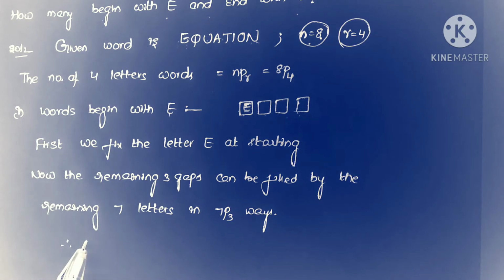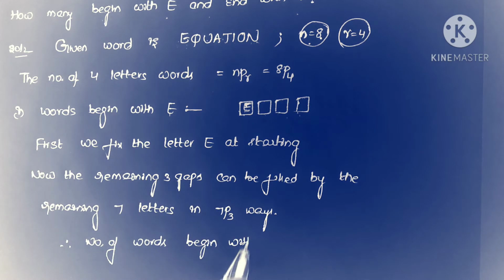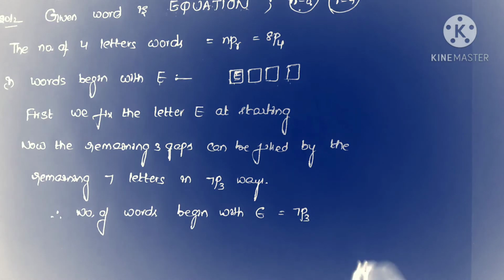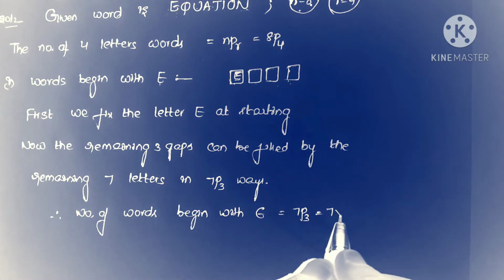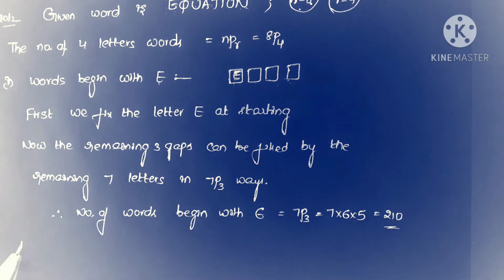Therefore, the number of words beginning with E is equal to 7P3. And what is 7P3? Answer: 7 into 6 into 5 equals 210.